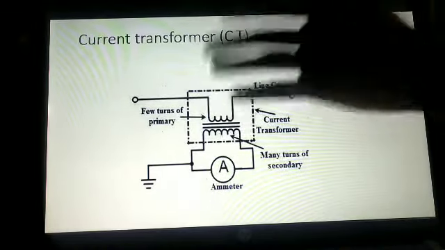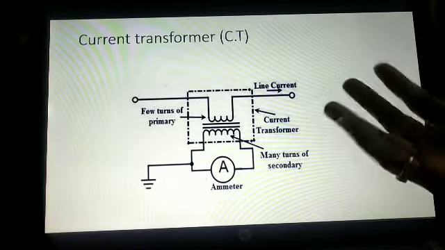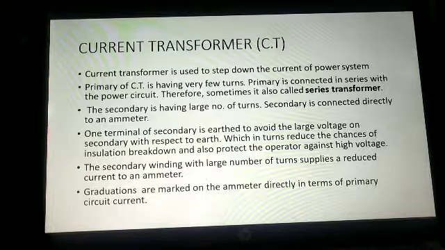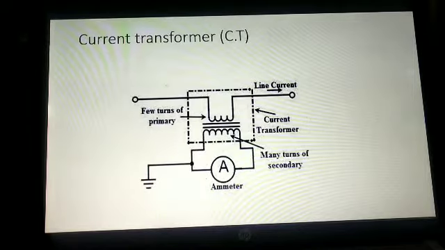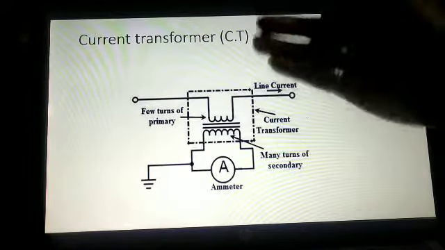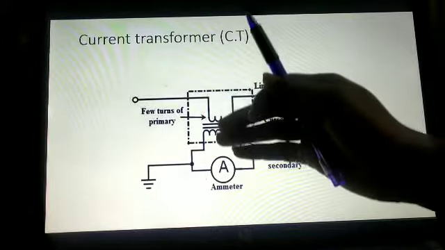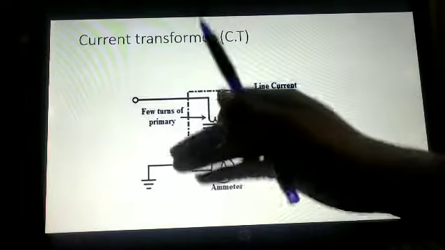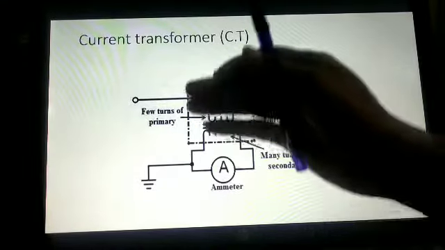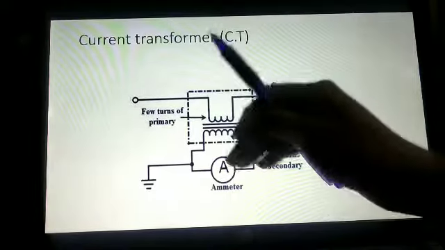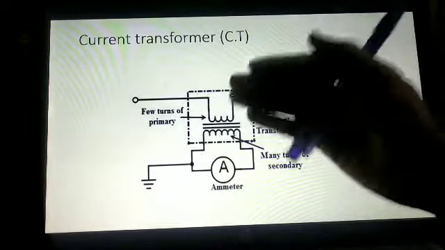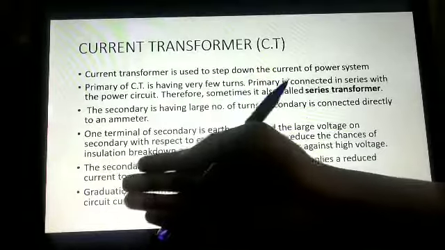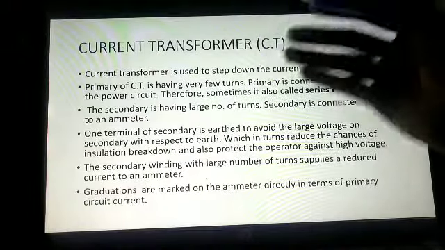And whenever the high voltage flows, what will happen? There will be heat produced, right? And due to that heat, insulation may break down, right? So clear with this point. So in secondary, what you have to write? In secondary, it has many number of turns. Ammeter is connected to the secondary and one of the terminals of secondary is earthed. Why are we providing earthing here? For the protection purpose. Whenever the high voltage flows, we will get the protection, and it will avoid the insulation breakdown. Okay, so this is about the secondary side.